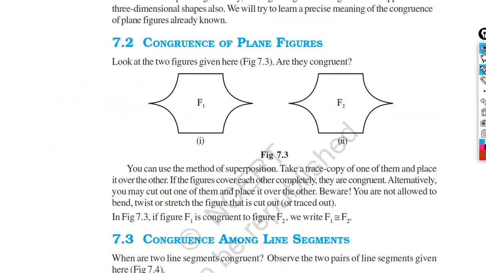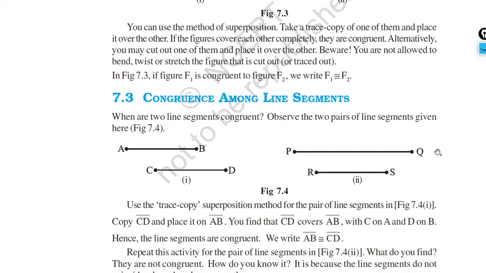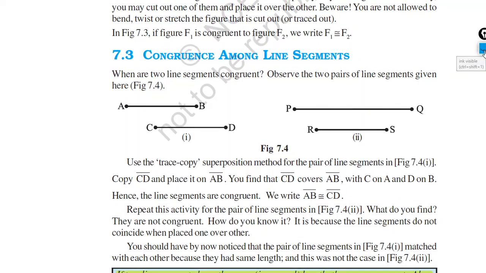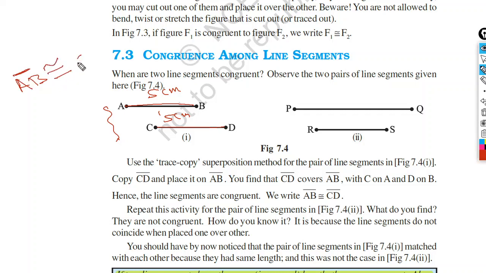Similarly, we'll move to some examples of lines. Here we have drawn some lines. Suppose length of AB is equal to 5 cm. Length of CD is equal to 5 cm. Can we say AB and CD are congruent? Yes, we can say. I will say AB line segment is congruent to CD line segment. We can write it like this.